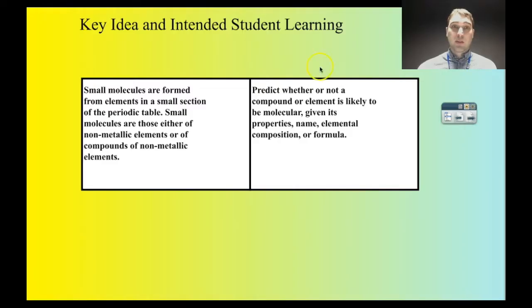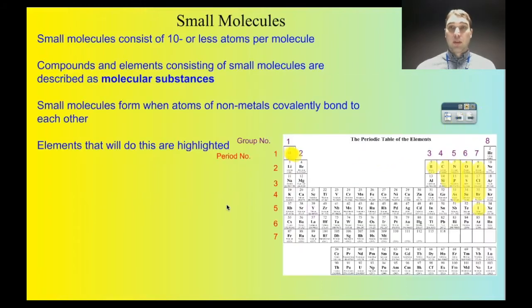So the first set of learnings we're going to look at are: predict whether or not a compound or element is molecular given its properties, name, elemental composition or formula. So where do you get molecular substances from? We'd normally say that small molecules consist of 10 or less atoms per molecule, and we call these molecular substances. And they can be compounds or elements. It just depends on what elements are making them up.